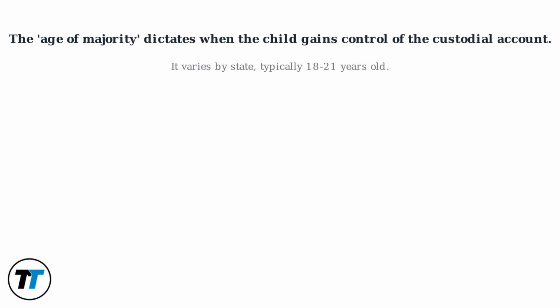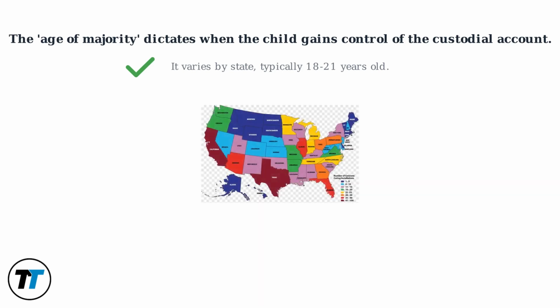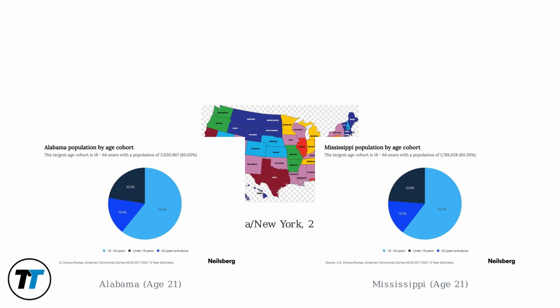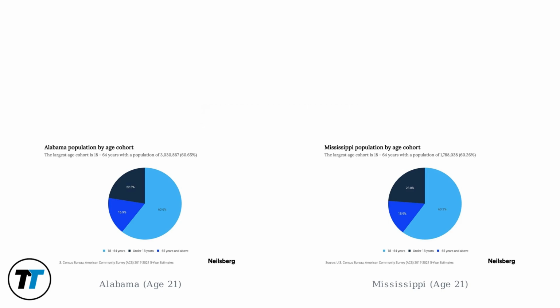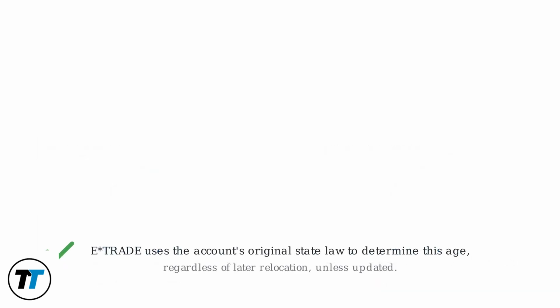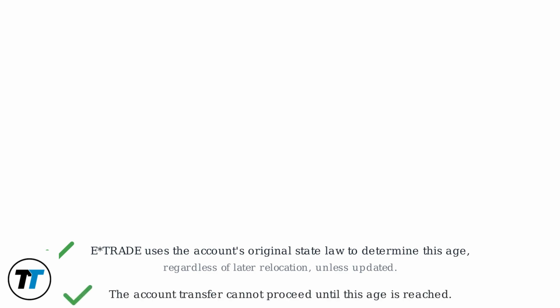The age of majority dictates when the child gains control of the custodial account. It varies by state, typically 18 to 21 years old. For example, it's 18 in California and New York, but 21 in Alabama and Mississippi. Here are the population age distributions for Alabama and Mississippi, where the age of majority is 21. E-Trade uses the account's original state law to determine this age, regardless of later relocation, unless updated. The account transfer cannot proceed until this age is reached.